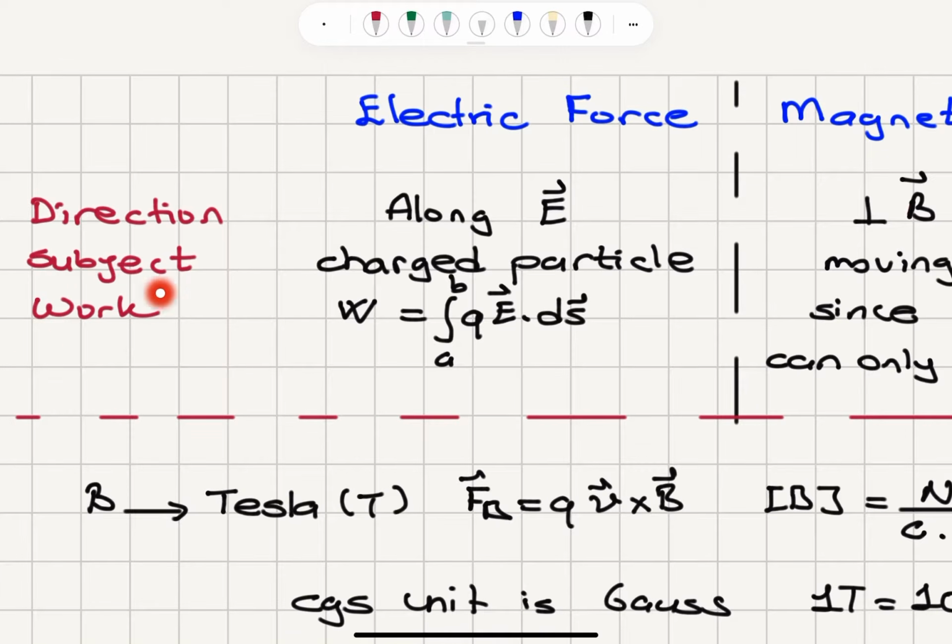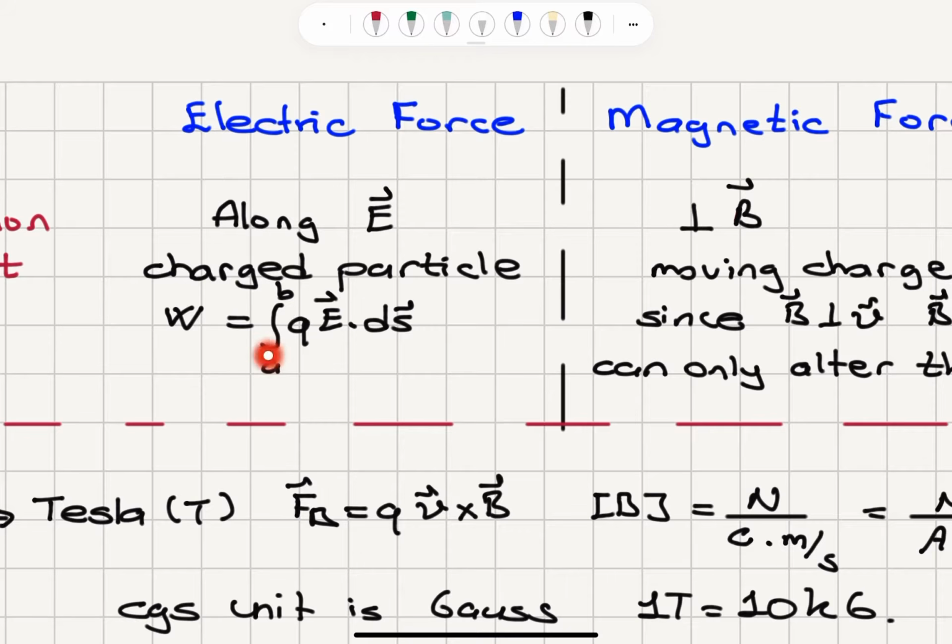Now, as for the work done by this force, the work done going from point A to point B along a certain path is QE, the electric force, dot product with the displacement ds vector. So if we integrate this throughout the path we take to go from point A to point B, we will calculate the work done by the electric force.